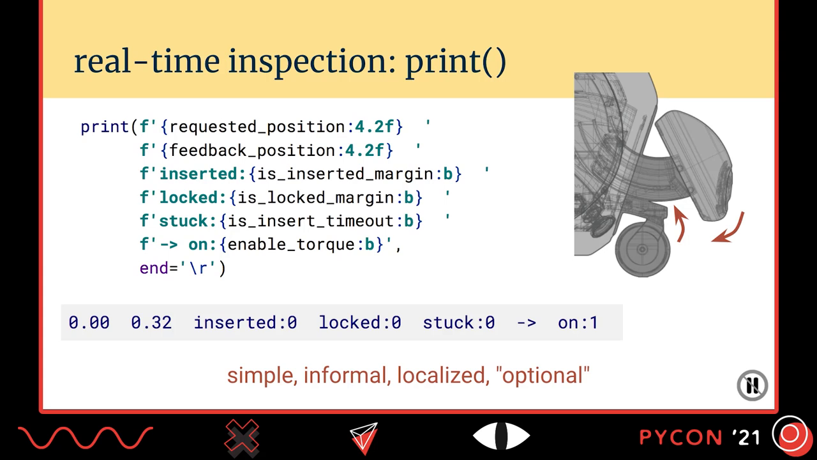So this works well enough. Everyone knows how to use print. It's quite informal because each developer is deciding on the display format they'd like to use. Very importantly, it's localized. So you're putting this print very near the code that you're trying to display. And it can be optional. So often what I do is after I'm done developing this code, I'll comment it out and actually merge it into our code base. Because in the future, another developer might want to re-enable the code and use this display to learn about the state machine.